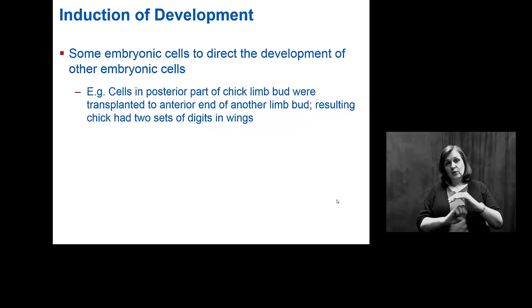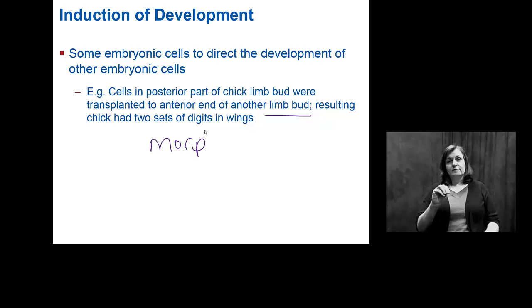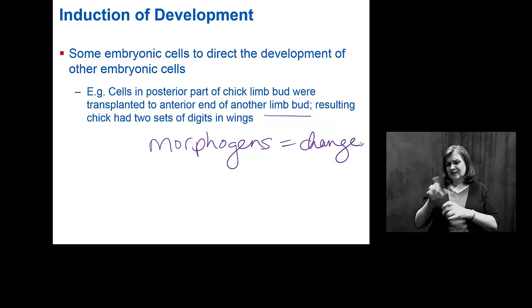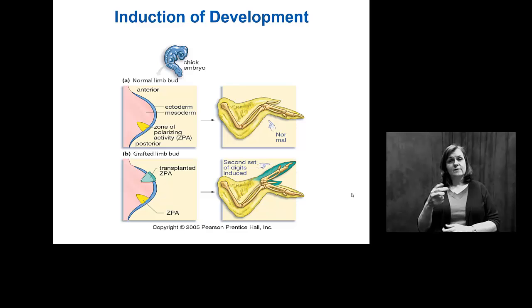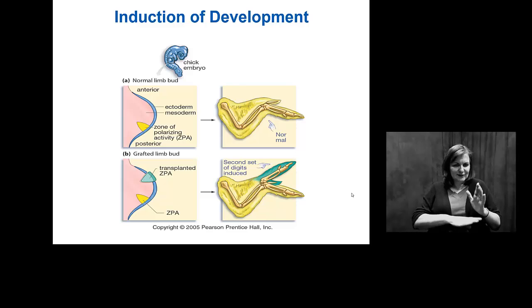Now, when we look at embryonic cell development, we can start to think about this limb bud idea that we've talked about in other videos. We'll talk about it with morphogens, and a morphogen is just a change. So this is a chemical that causes a change. And in particular with limb buds, we'll talk about something known as sonic hedgehog in the morphogen lecture. But what I want to focus on is how this actually induces different development.